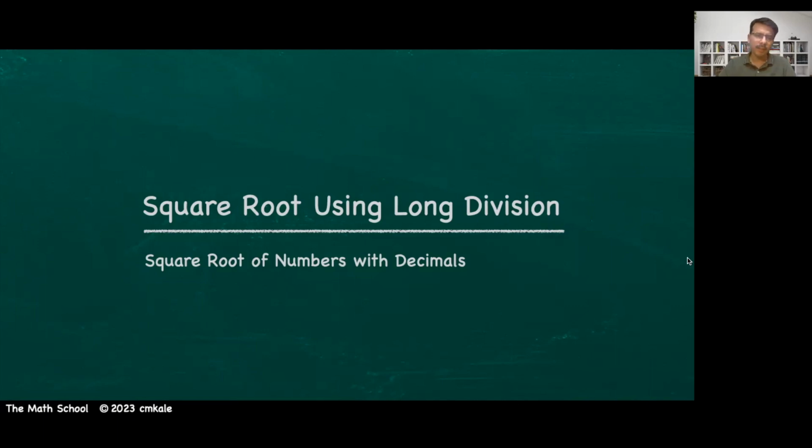Hello friends, welcome to another lesson on square roots. In this lesson, we will apply the long division method to decimal numbers. So numbers like 5.7, 8.4, and so on. Let us jump right into the example.